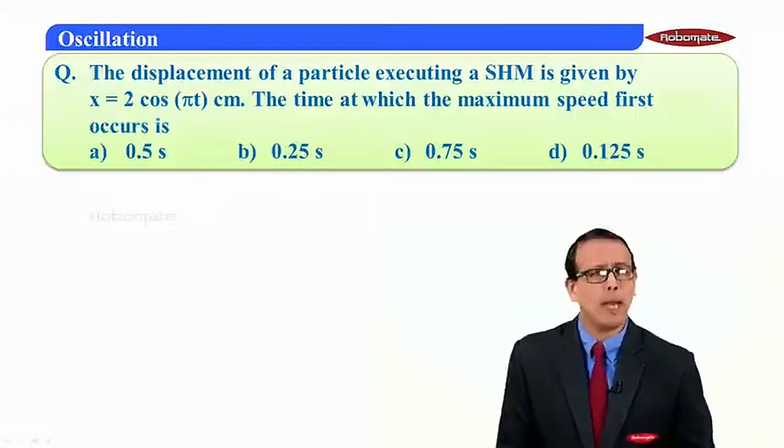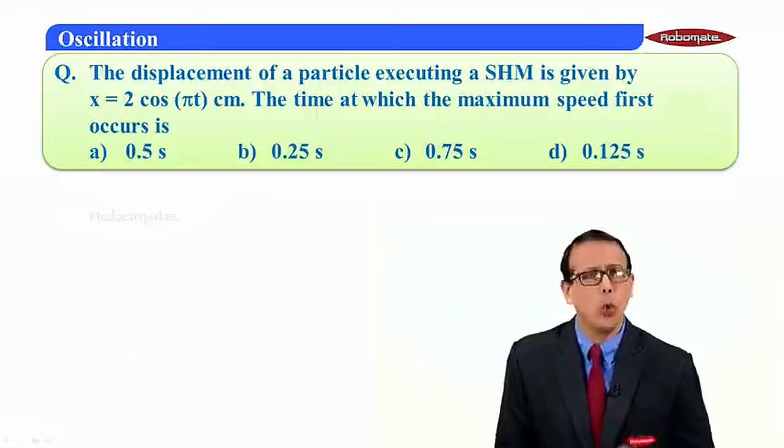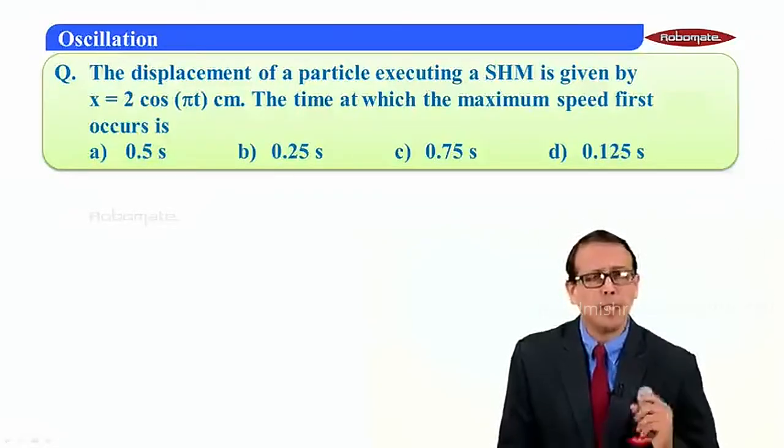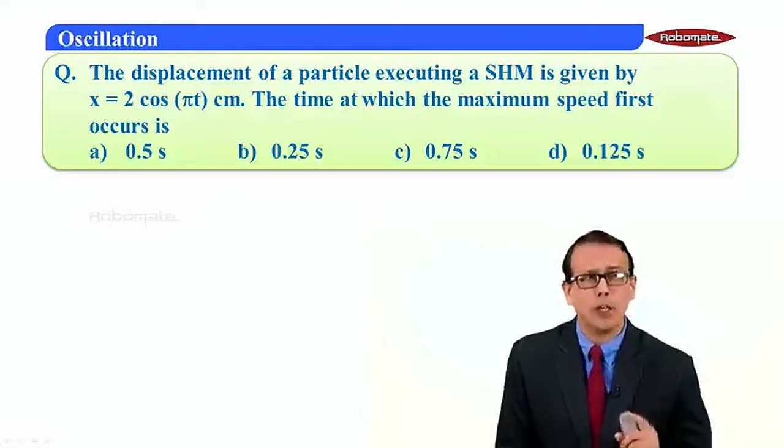The displacement of a particle executing SHM is given by x = 2 cos πt centimeter. The time at which the maximum speed first occurs is, and 4 options are given. That means I have to find time, that is small t, at which the maximum speed first occurs.